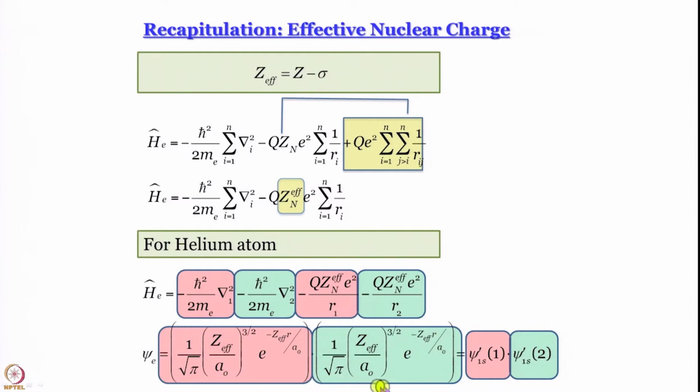We are now familiar with the form of 1s orbitals, only radius dependent part, no theta phi dependence, and here once again the only change from the hydrogen atom scenario is that you write Z effective instead of actual Z. So, this is how we have formulated the Hamiltonian, this is how we have written the wave function.